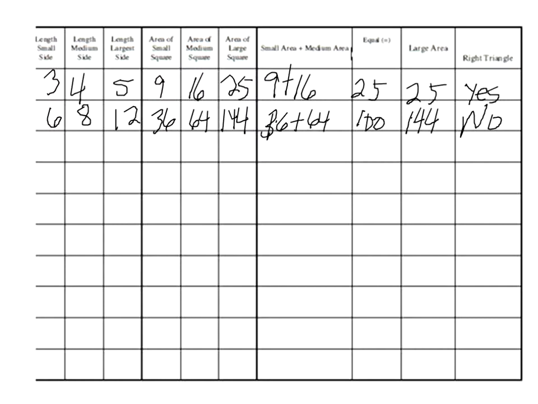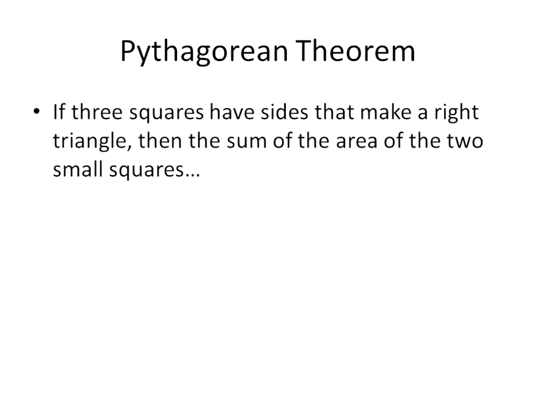So what we're going to focus on, though, is the right triangle part of it, because that's the Pythagorean theorem. So when we talk about the Pythagorean theorem, oops, went too fast. We said if 3 squares have sides that make a right triangle, okay, then the sum of the area of the 2 small squares is what? So don't do dot, dot, dot. What are you guys going to do? You're going to fill this out in there, right? Okay.